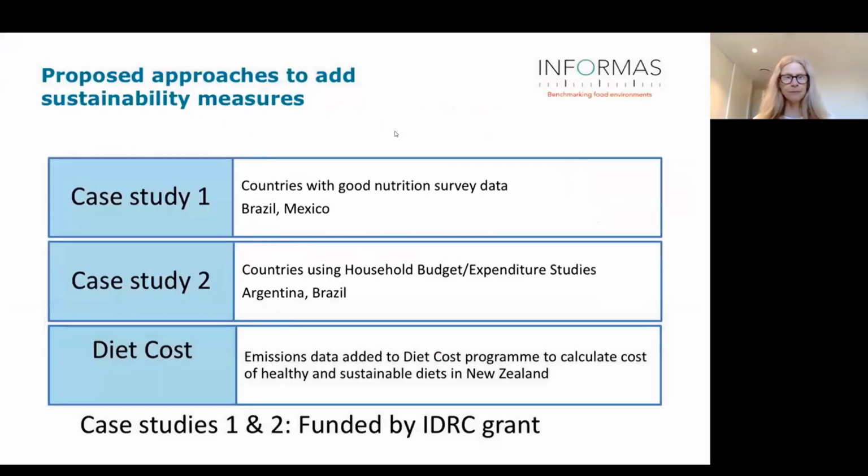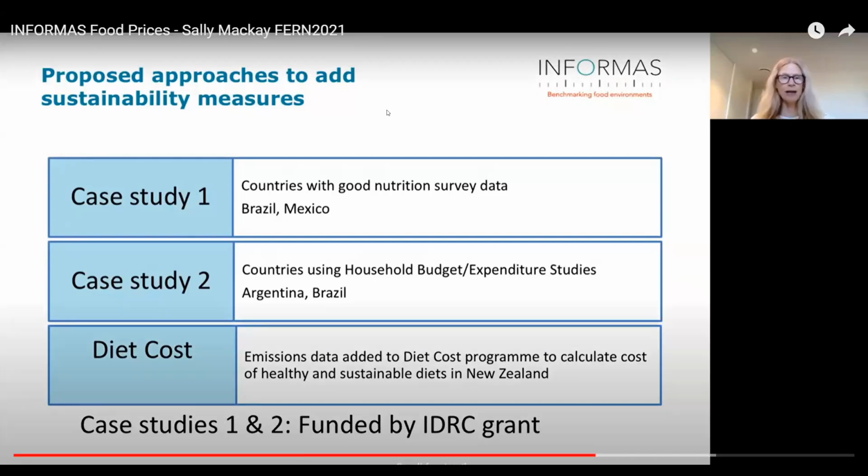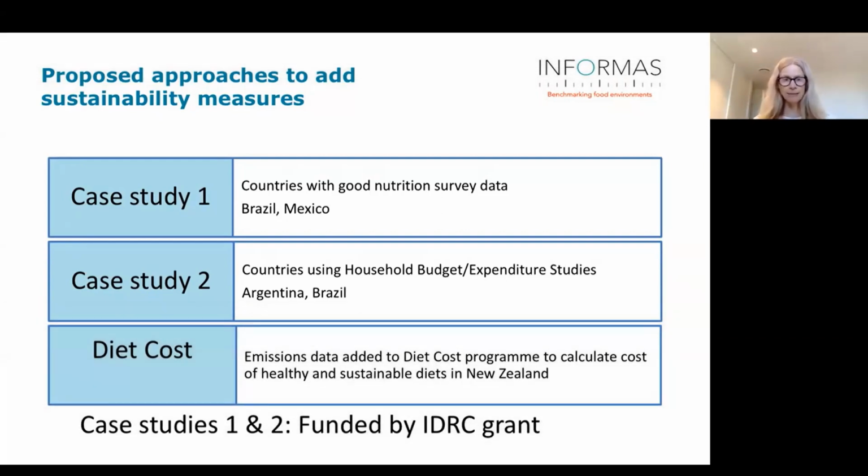So given that healthy and sustainable diets, particularly with the major climate issues that our world faces, we're exploring methodology to add sustainability measures. So in Latin America, there is an IDRC grant that is funding some research to look at different methodologies to add these sustainability measures. So in countries with good nutrition survey data, and in countries using household budget studies. In New Zealand, we have added sustainability greenhouse gas emissions to our diet cost program and calculated the cost of healthy and sustainable diets in New Zealand.